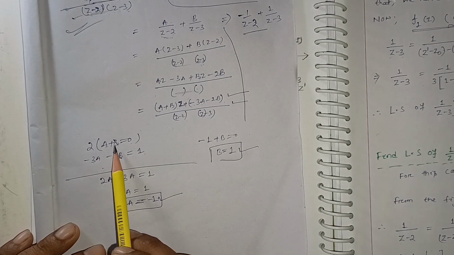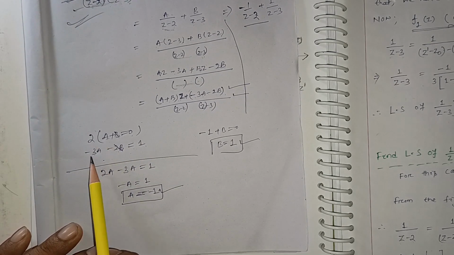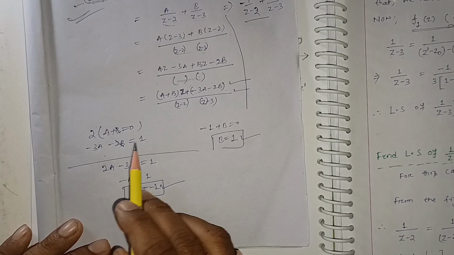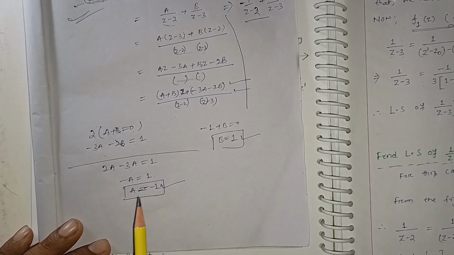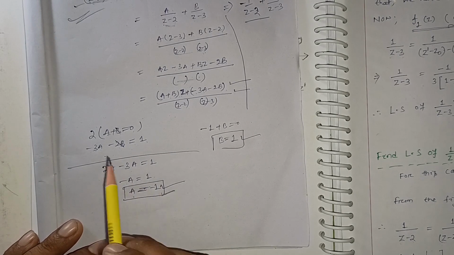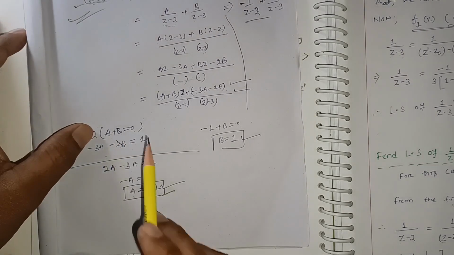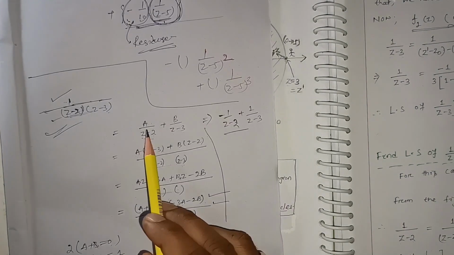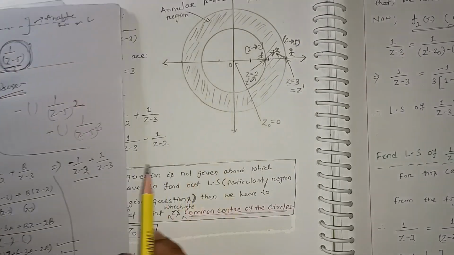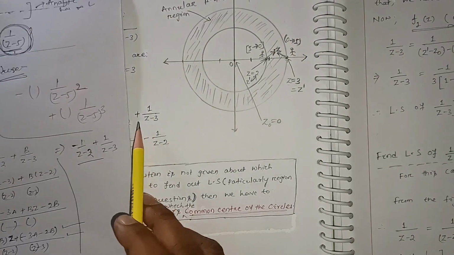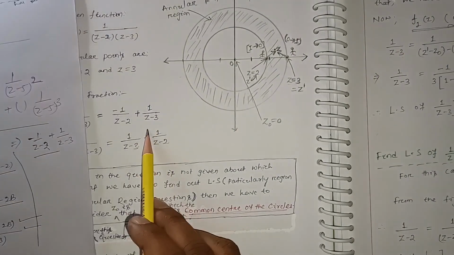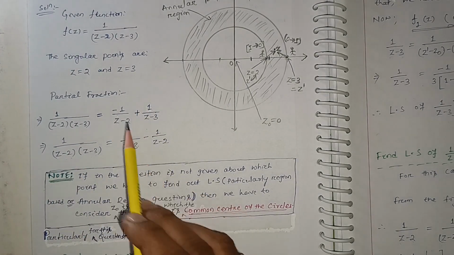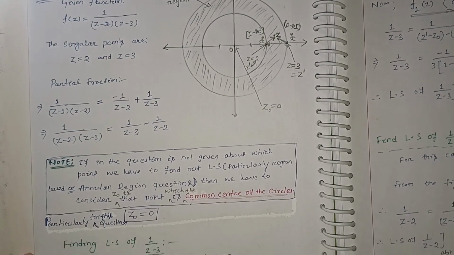So 2B and minus 2B get cancelled, and here you can see 2A minus 3A will be equal to 1. So 2A minus 3A means minus A equal to 1, so A will be minus 1. If A is minus 1, A plus B equal to 0 we found, so put A equal to minus 1 here, and B we can get as 1. So by substituting A equal to minus 1, B equal to 1, we get minus 1 by (z minus 2) plus 1 by (z minus 3). That implies 1 by (z minus 2)(z minus 3) can be written as 1 by (z minus 3) minus 1 by (z minus 2).